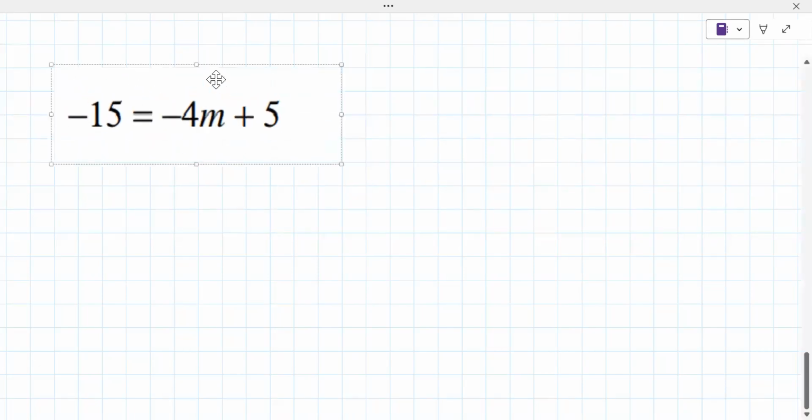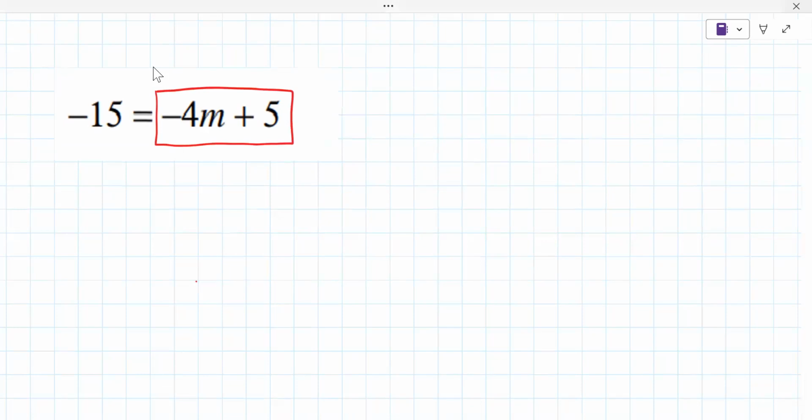Here is a new problem for us to look at. And again, you always go to the side with the variable. So the right side has the variable, right? On the right side, what are the two math operations? What is this one that I'm referring to right here? That is a plus sign. So addition. And how about this right here? -4m. Right. So when they're squeezed together, that's multiplication.